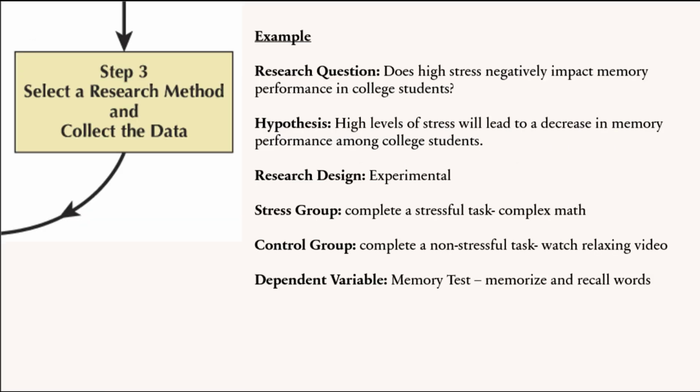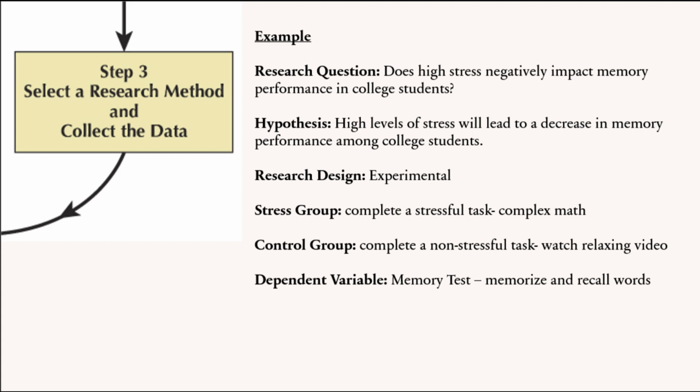Step 3. Researchers decide which research method to complete: descriptive, correlational, or experimental. Researchers collect data by conducting experiments, surveys, observations, or other methods, depending on the research design. They gather information from participants or subjects in a systematic and standardized manner. In the example, to test their hypothesis, the psychologist decided on an experiment design.